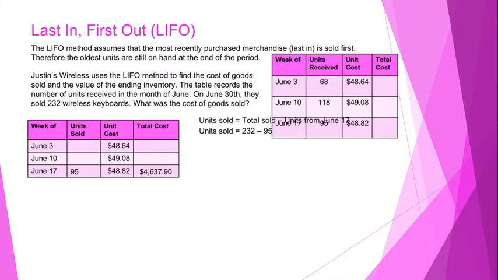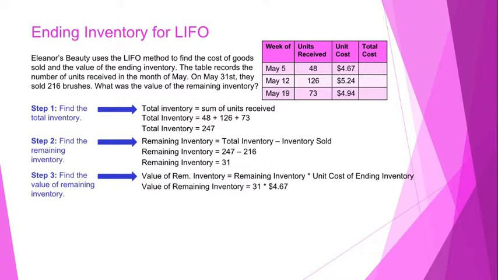Now we need to find the remaining inventory. We sold 216 brushes, so we're going to subtract that from our total of 247. So we have a remaining inventory of 31. Now find the value of our remaining inventory: the remaining inventory times the unit cost. So 31 times, now remember, since we're doing LIFO, we sell the last ones first. So we're going to use the unit cost of the first ones that we received, the ones we received on May 5th, which is 4.67. It's different than the FIFO method. That gives 144.77, so our remaining inventory is $144.77.